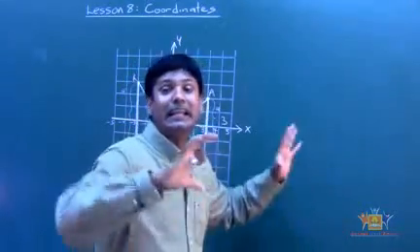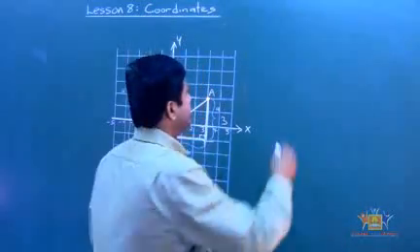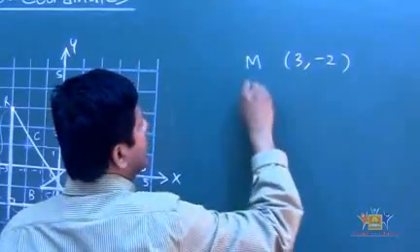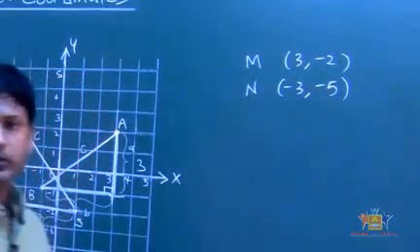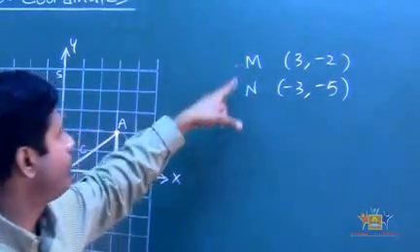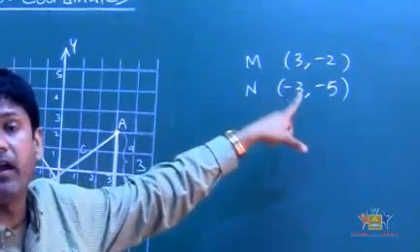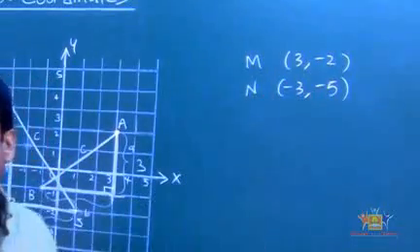Alright, my dear student, let's find the distance between two points, M and N. Let's say M is (3, -2) and N is (-3, -5). What should our first step be? In order to find the distance between two points, M and N, we first want to see if the points are identical on either X or Y.